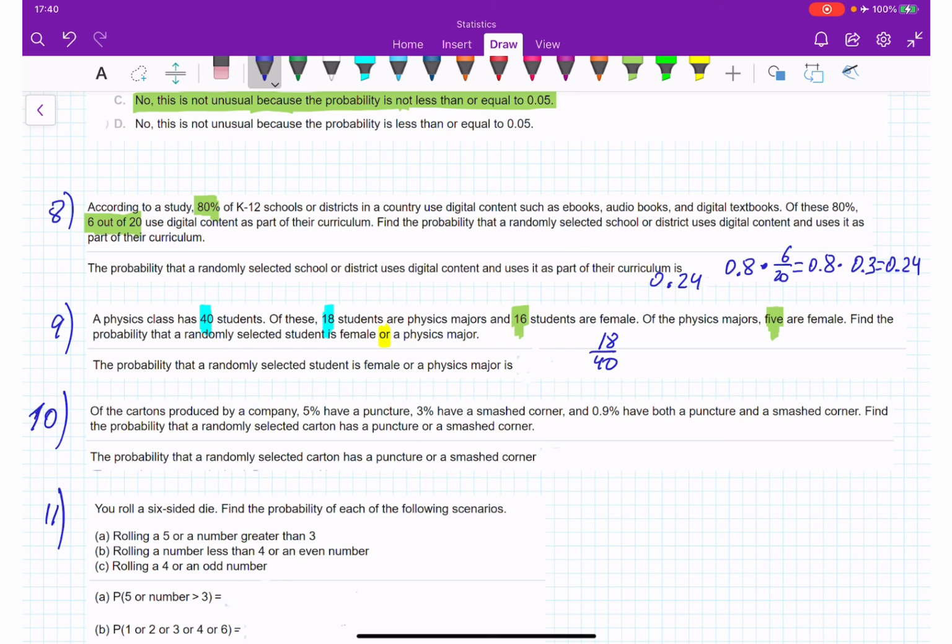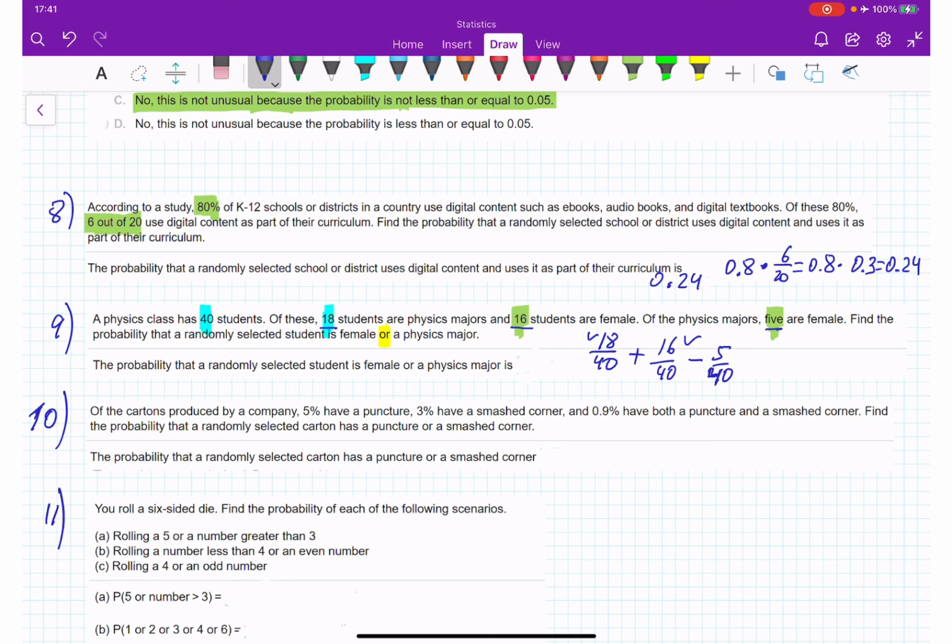So since we have "or", we need to add. And then 16 students are female, so plus 16 out of 40. Of the physics majors, 5 are female. Now what's happening? These 5 belong to both females and physics majors, which means with 5 students, we count them twice. Once in the amount of physics majors, and the other in the amount of females. So not to duplicate, we need to subtract 5 out of 40.